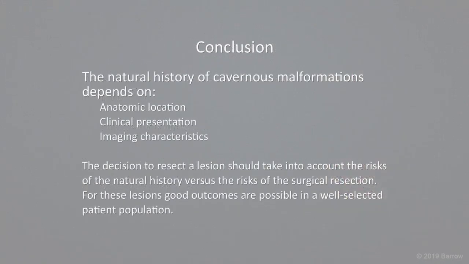In conclusion, the natural history of cavernous malformations depends on anatomic location, clinical presentation, and imaging characteristics. The decision to resect a lesion should take into account the risks of the natural history versus the risks of the surgical resection. For these lesions, good outcomes are possible in a well-selected patient population.